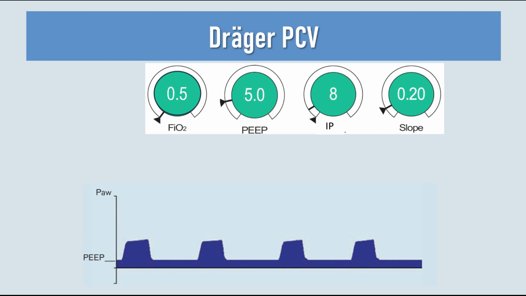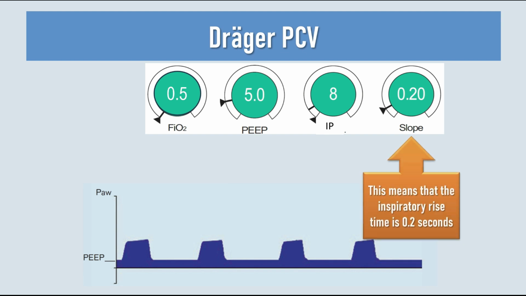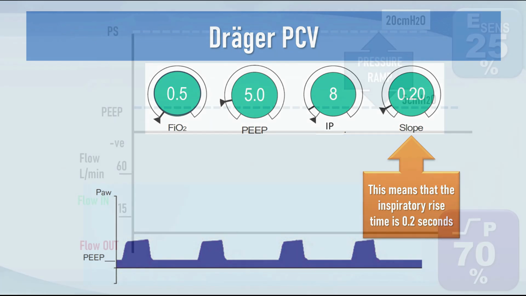You can see the settings here, the FiO2, the PEEP, the inspiratory pressure, and the slope, and that's what they call the rise time. And when you see that number 0.2, that means that the inspiratory rise time is 0.2 seconds. So this is a really, really tidy and accurate way of controlling that. And this is my favorite of all the rise time settings.